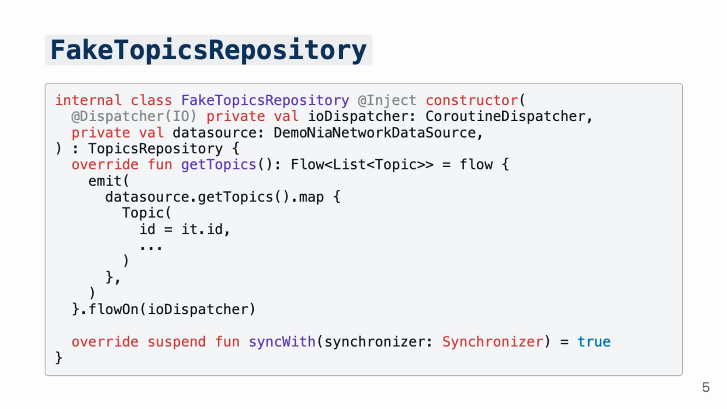Therefore, this repository doesn't depend on the network, and it's structured so that topics can always be retrieved from a local file. Also, note that the dispatcher is present in the constructor argument. Due to the Dagger Hilt configuration for testing, an unconfined test dispatcher is injected into this dispatcher.